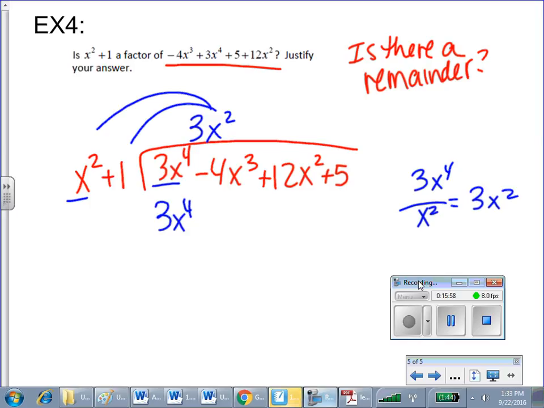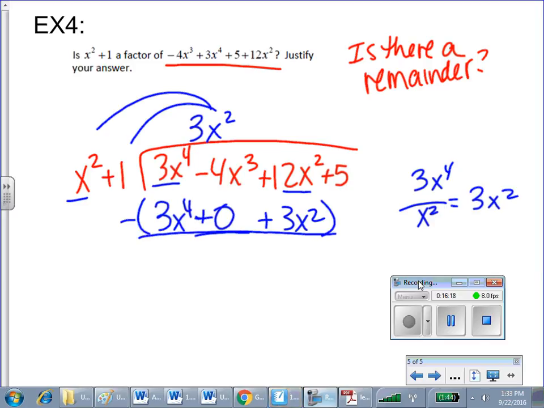Where do I put that 3x squared? Well, I want to put it underneath this because this is also an x squared. I can't combine it with the negative 4x cubed, so I'm going to put it under there. So then what goes in this hole here? You can just put a plus 0 as a placeholder.